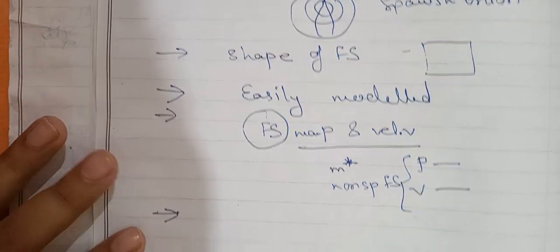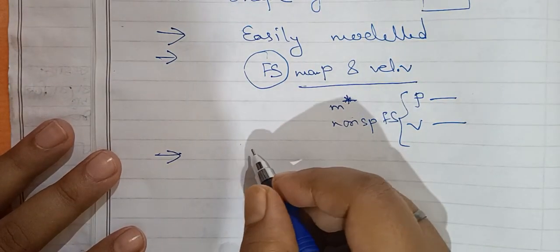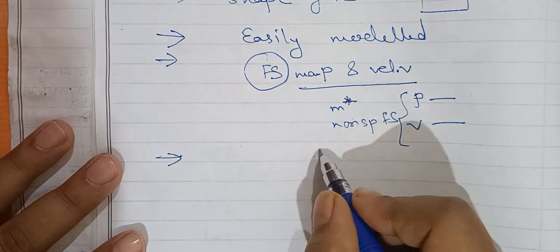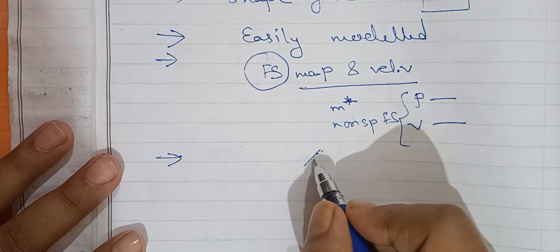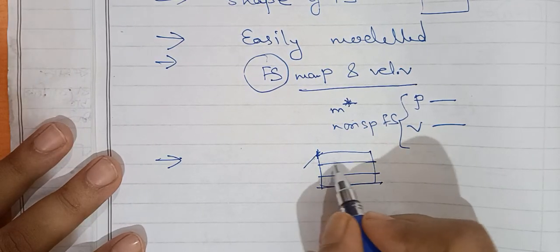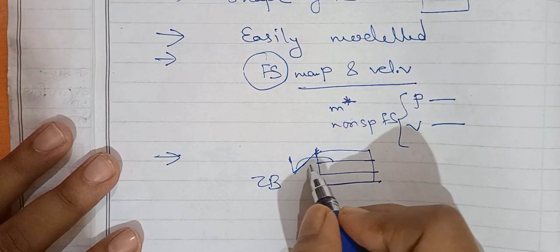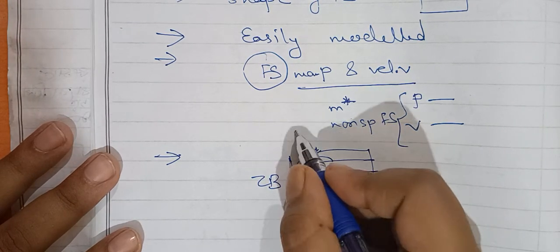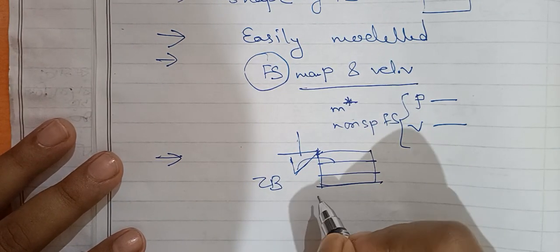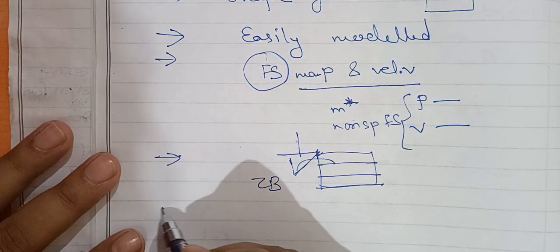Then the next characteristic is that Fermi surface can intersect the zone boundary perpendicularly. Suppose we are having different zones, it will intersect with the zone boundary, but it will intersect with the zone boundary perpendicularly. Okay, and this indicates that the conditions are correct for the Bragg reflection to occur.